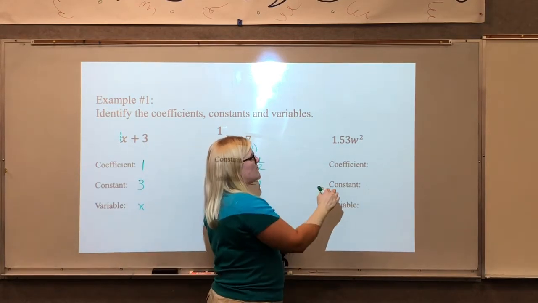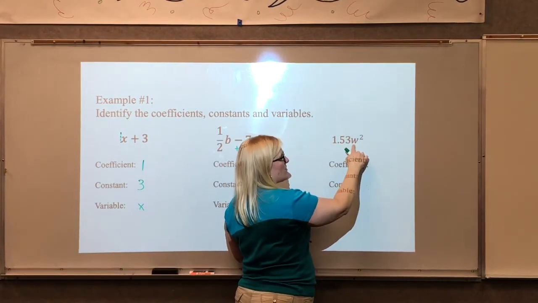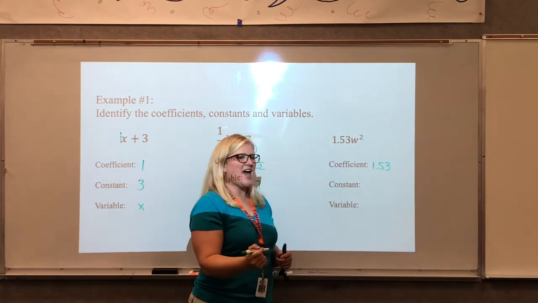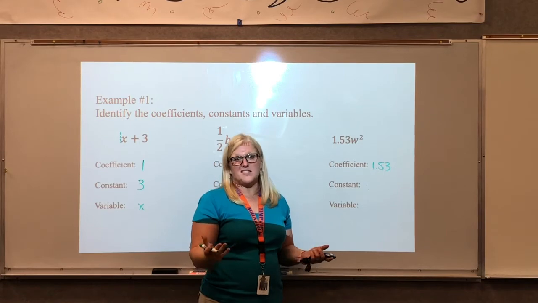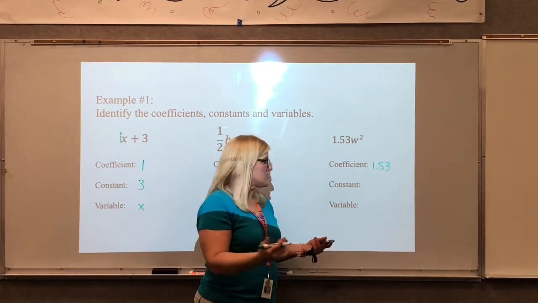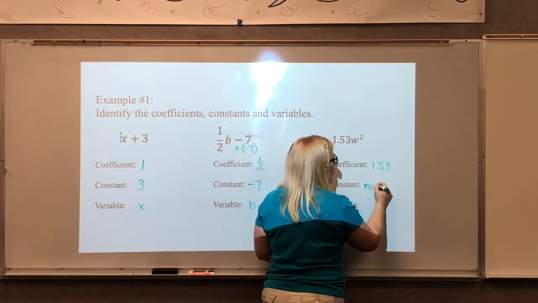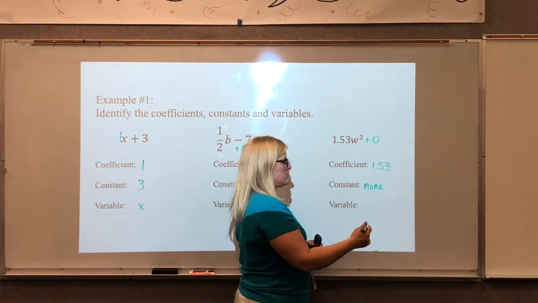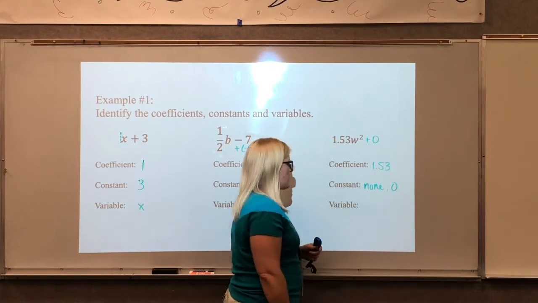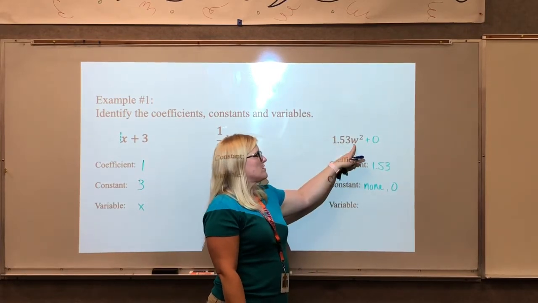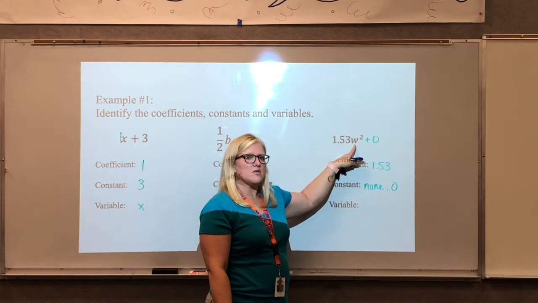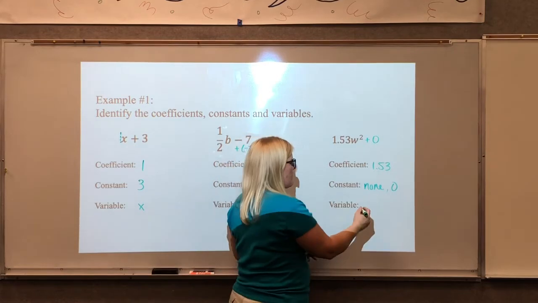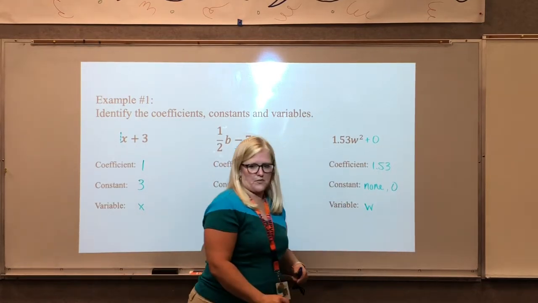Okay, so over here, my coefficient is next to the variable, it's 1.53. Now, I don't have a constant, so that's the answer. I mean, it could be that there's none, or you could put that there's a 0 there. Either one is fine. Okay, my variable is w. It's not w squared. Squaring is what I'm doing to the variable, okay? But my variable is just w.